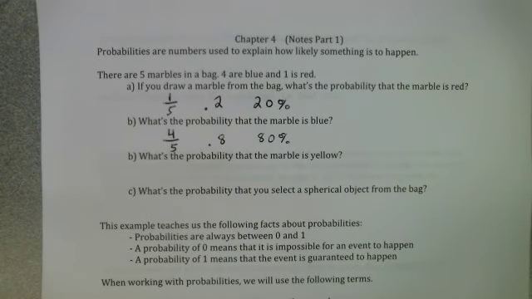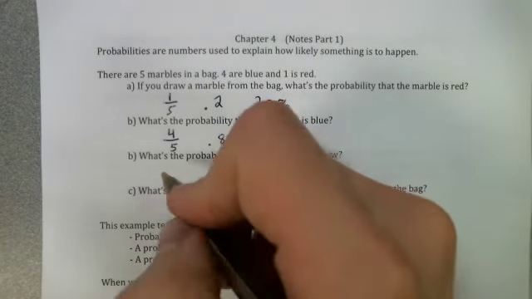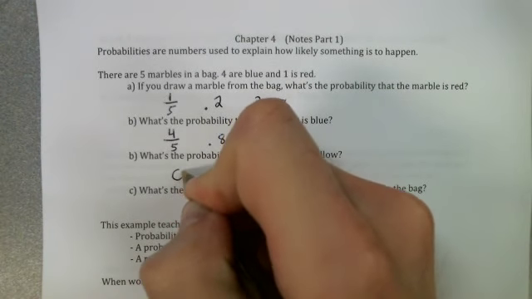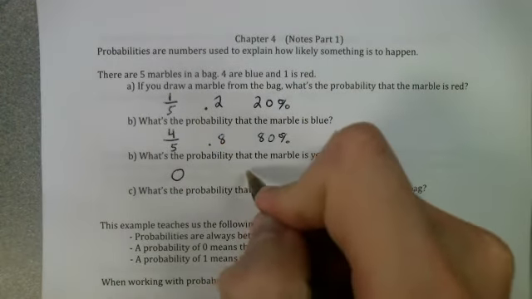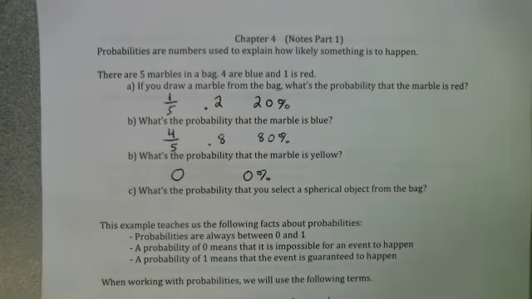Now I say, well, what's the probability that the marble is yellow? Well, there aren't any yellow marbles in the bag. That's impossible. So the probability of getting a yellow marble is 0. Or if you want, you could write 0% chance of getting a yellow marble.